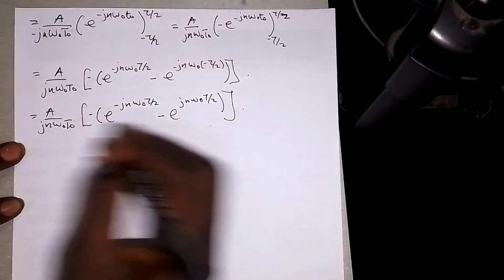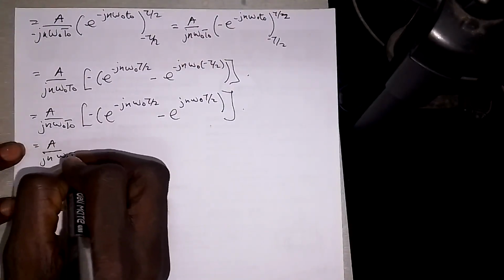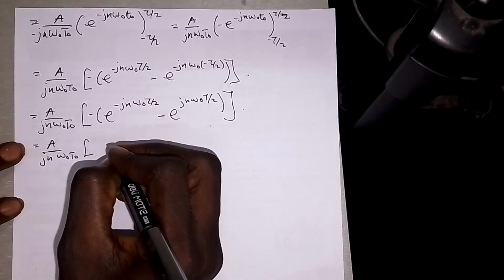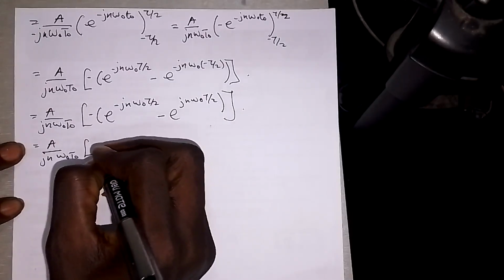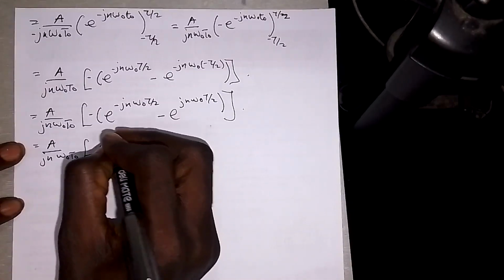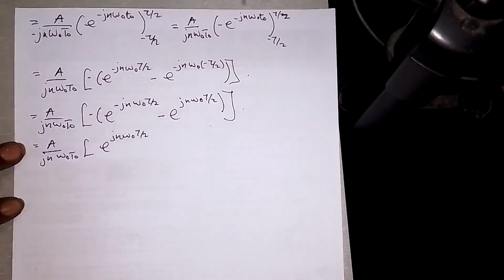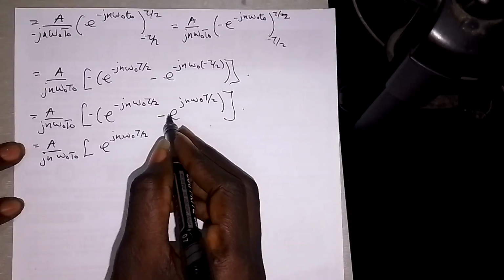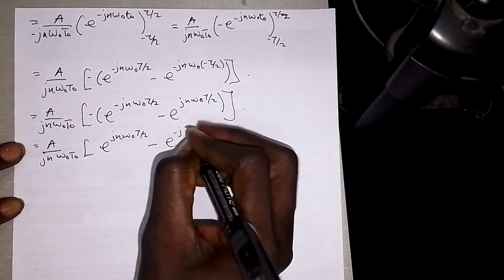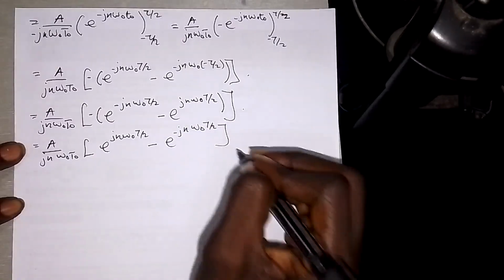Now, if I should multiply through by this one, I'm going to get A over j n omega naught into t naught, multiplied through by this negative. I'm going to get e to the j n omega naught tau on 2, and then this one will become positive, so it has come here, and this one will become negative: minus e to the minus j n omega naught tau on 2. Okay, so this is what I'm going to get.